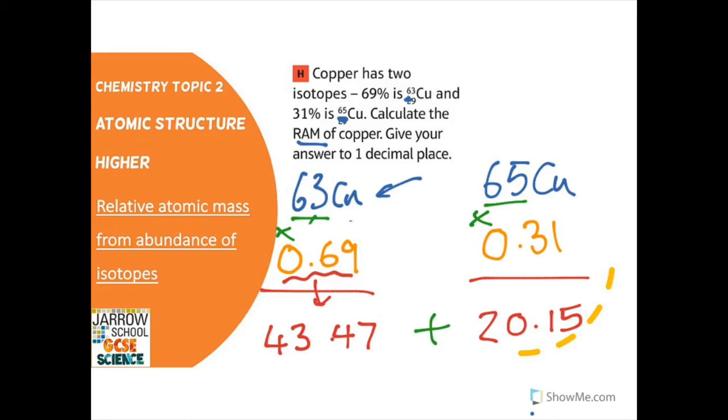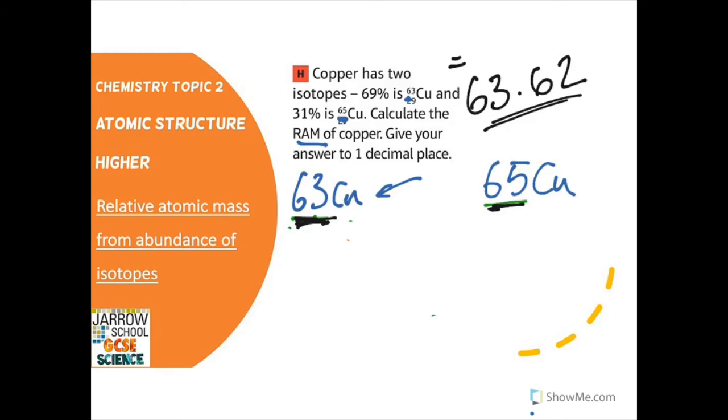We then need to add these 2 numbers together to get the relative atomic mass. And if we do that, we get the number 63.62. Is this between 63 and 65? Yes, it is. Is it closer to 63? Brilliant. But we would actually drop a mark if we did this in our exam because the question has asked us to give our answer to 1 decimal place. So the final answer is 63.6.